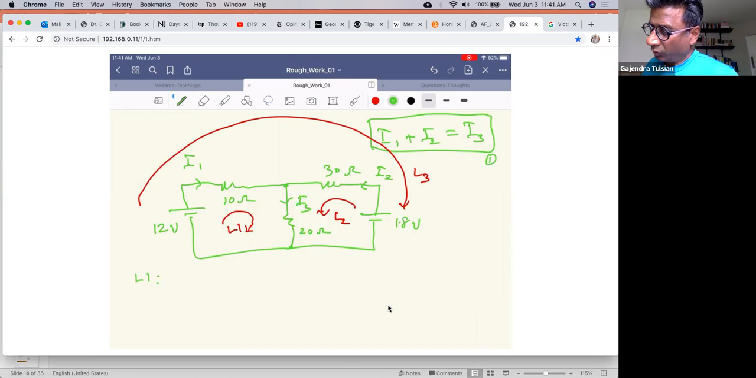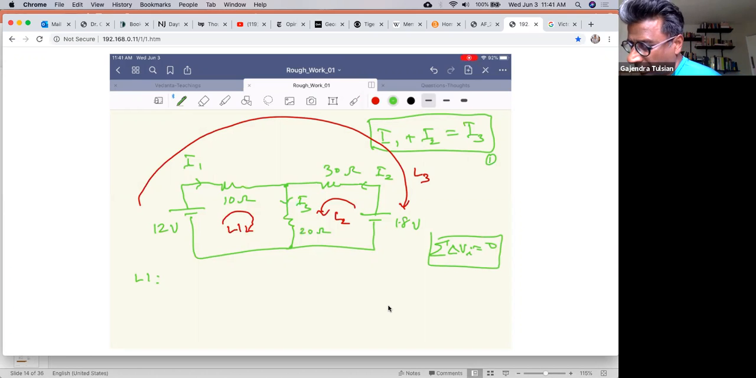All right, so for the loop, I'm going to do loop 1. I'm going to start here and go across each element. The change in voltage across this element plus the change across this element plus the change across this element should equal 0 when you end up at the starting point. Again, with the loop rule, the change in voltage across each element should add up to 0 when you traverse the loop.